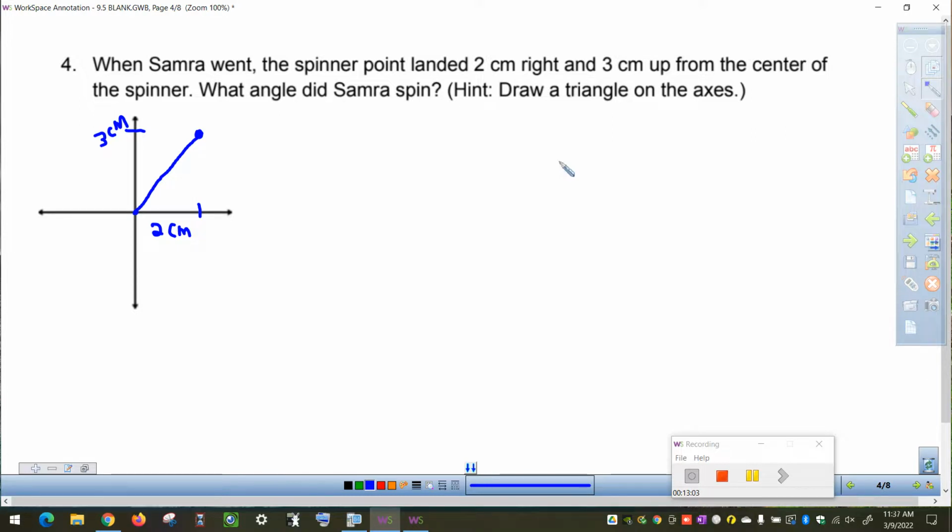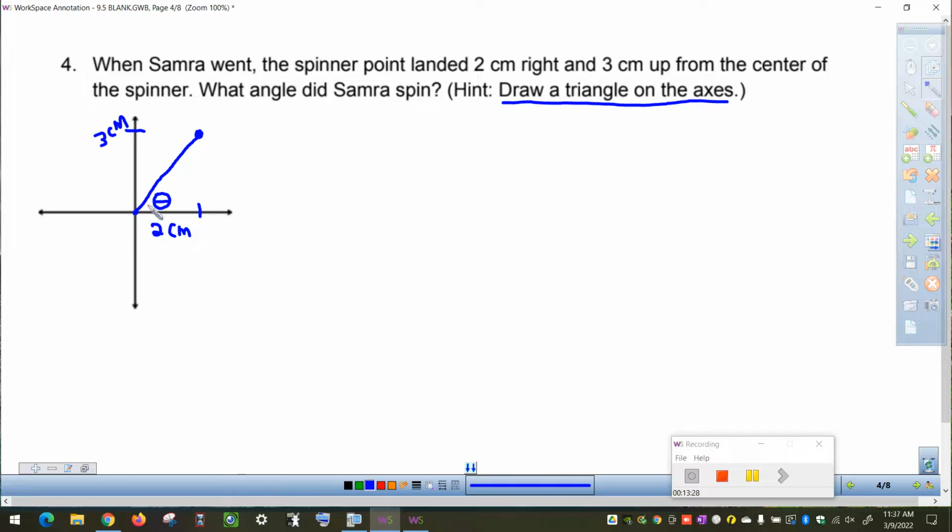So we can envision, that's like our paper clip, where the spinner stopped. And we don't know what angle this student spun. And so I'm going to put in that symbol theta that we saw a little earlier in the week to represent this unknown angle that we're trying to solve for. And so the hint here was to draw a triangle on the axis.